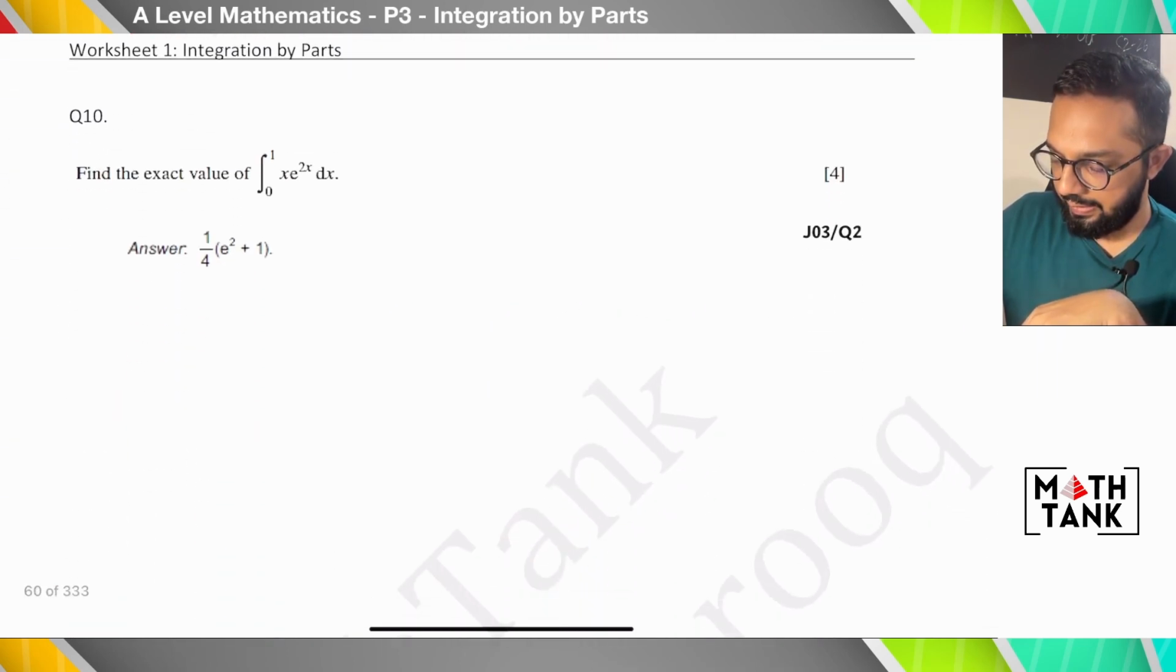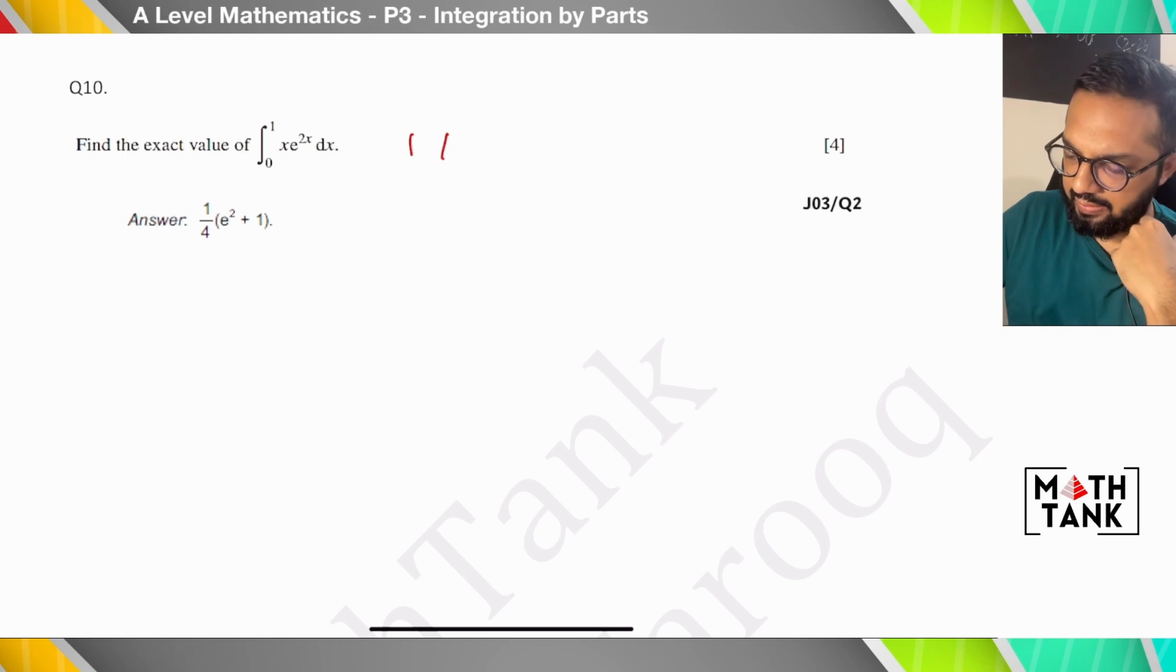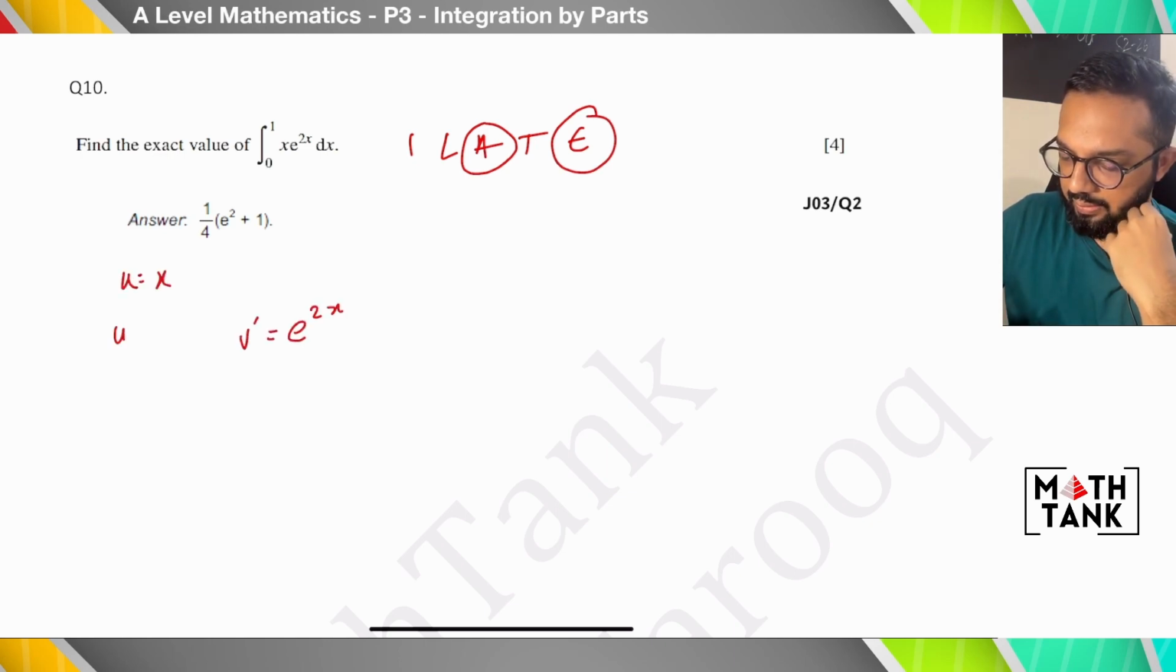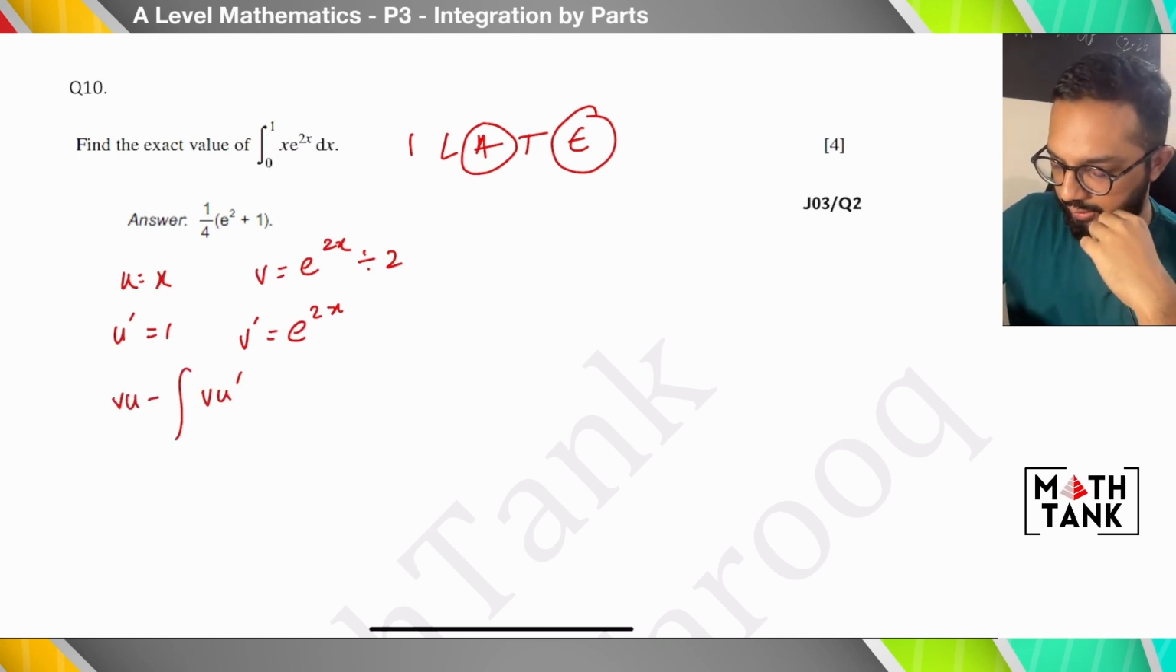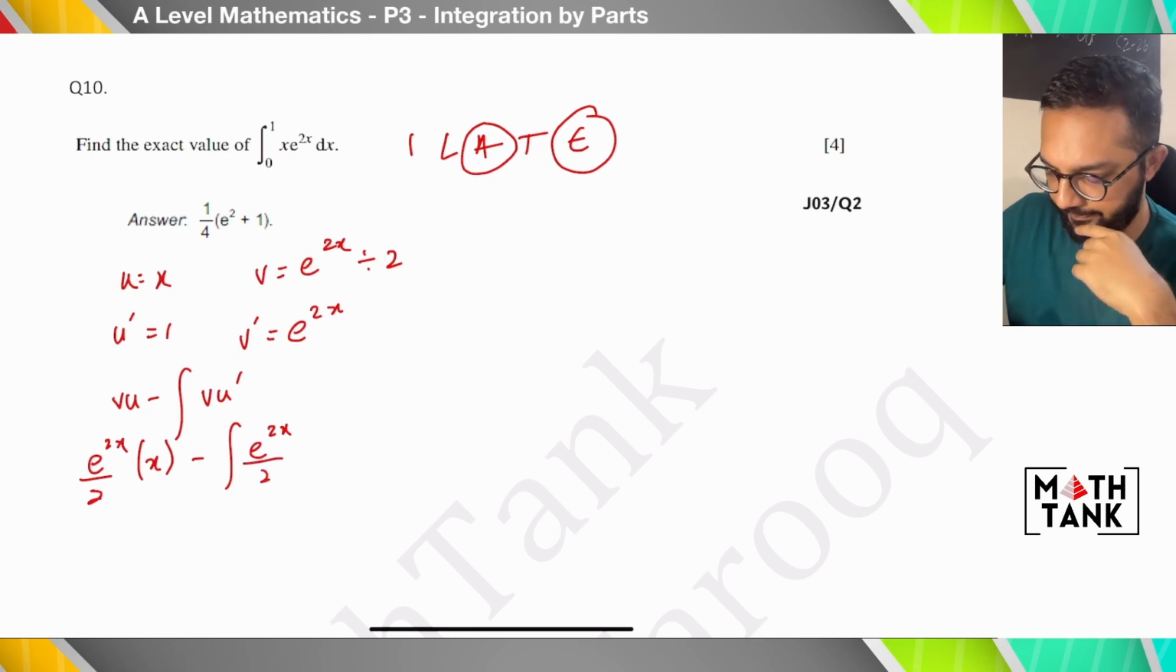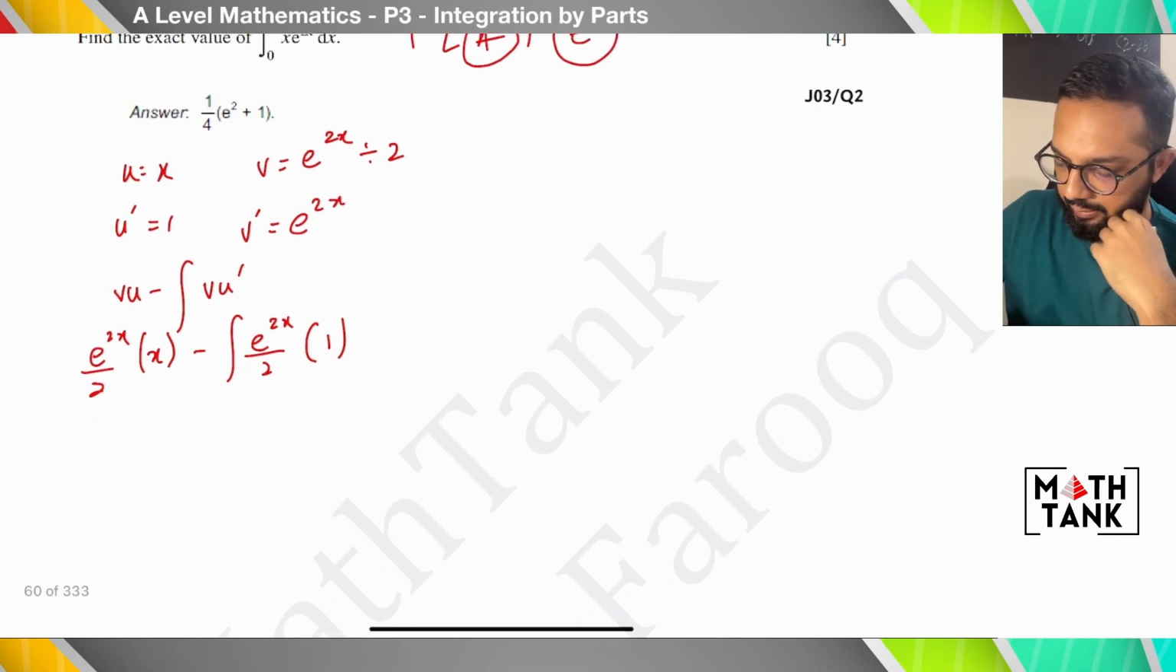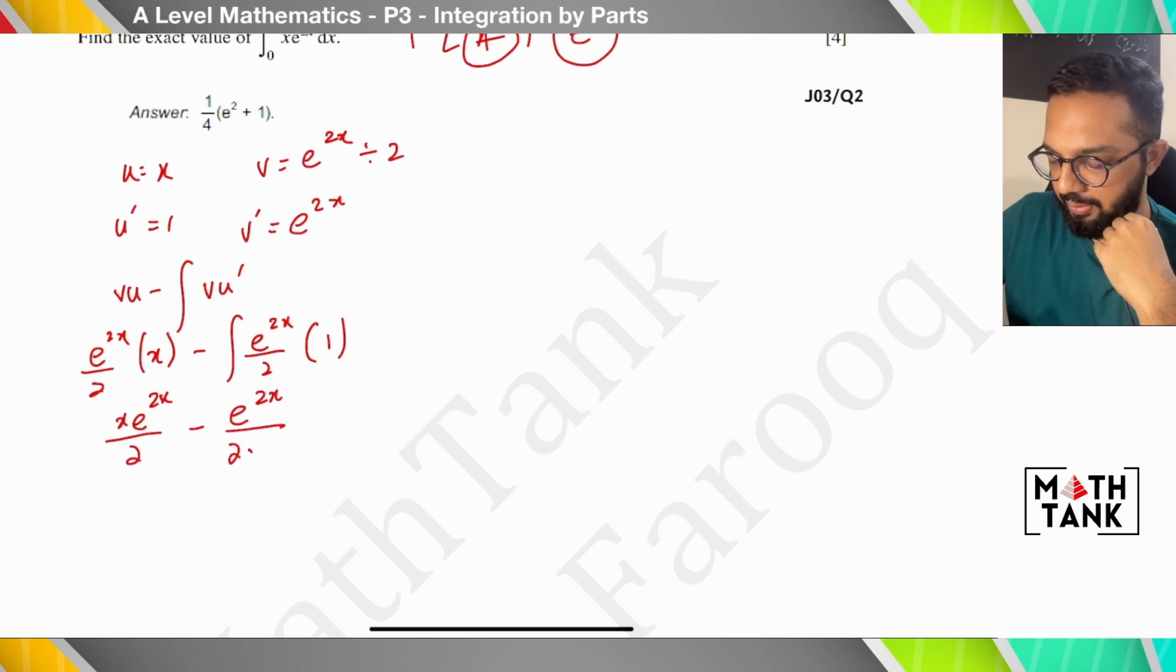The last one for this exercise is this one. I think that's a relatively simple question. Algebraic and exponential. So u is x, v dash is e power 2x. So vu minus integration of vu dash, vu e power 2x over 2. So x e power 2x over 2 minus e power 2x over 2 into 2 now. And the limits are 0 to 1.